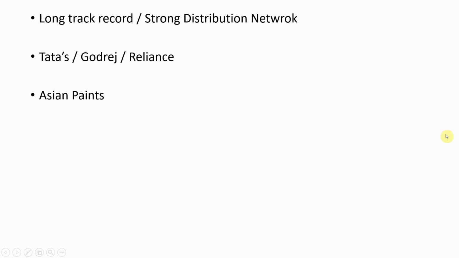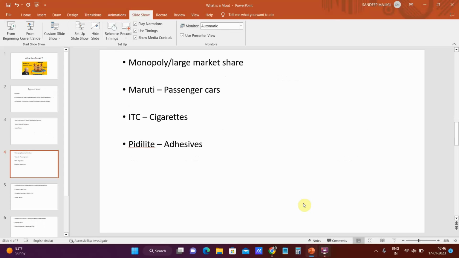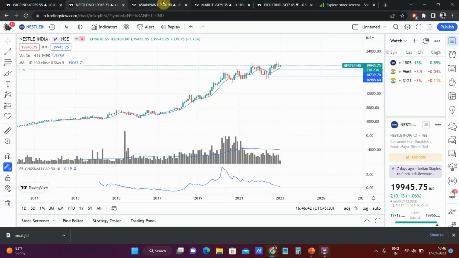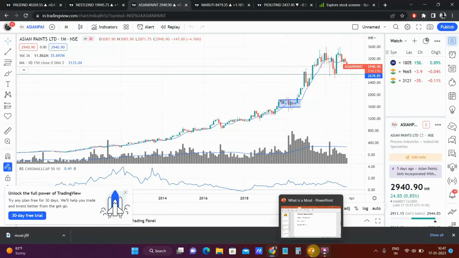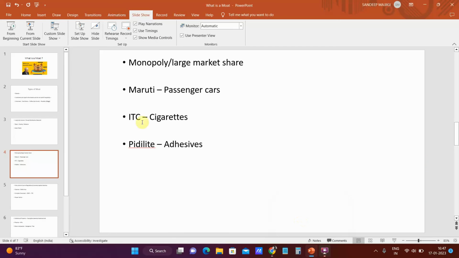So if you look at Asian Paints, what it has done in the last many years. If you take 10 years, from 300 odd levels to 3000, Asian Paints has been almost a 10 bagger in the last 10 years, right?